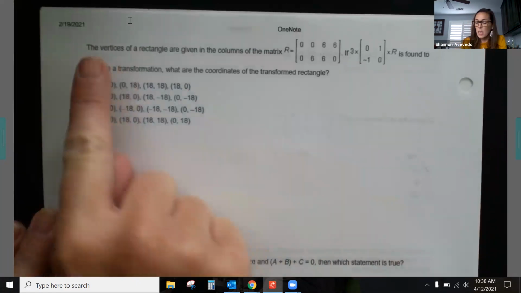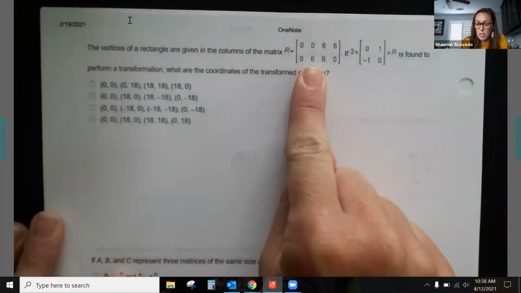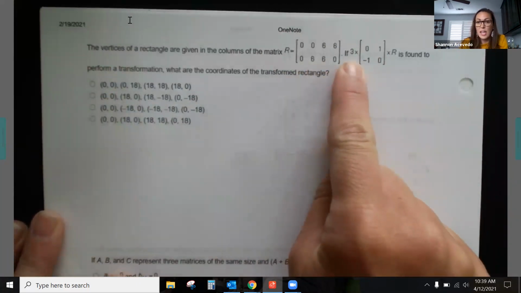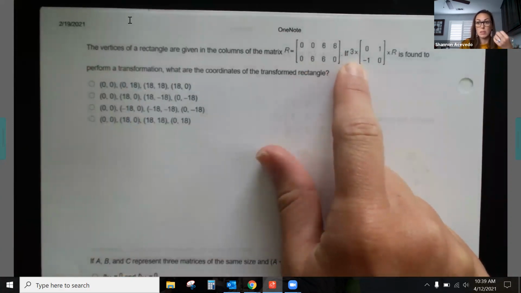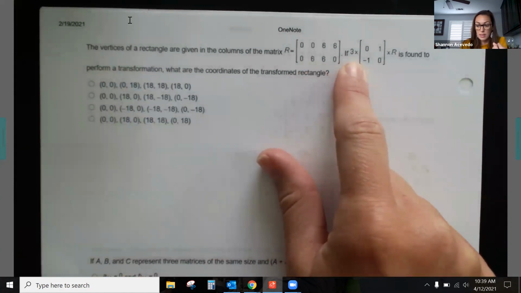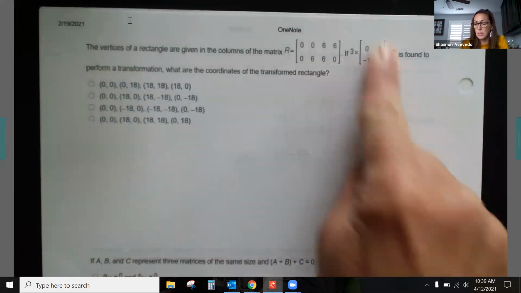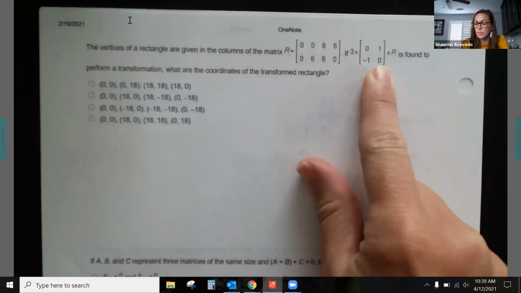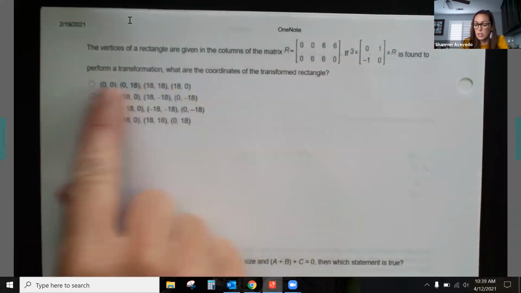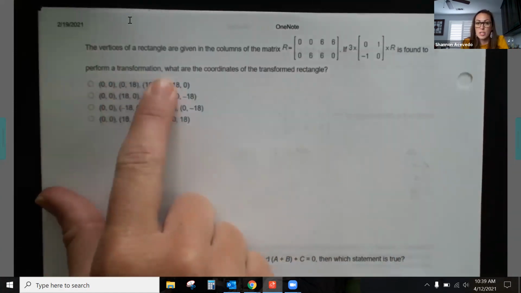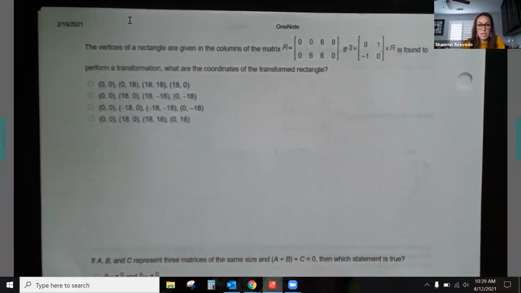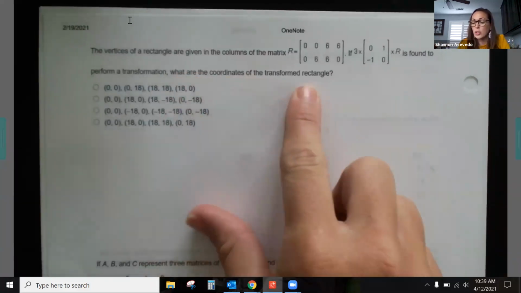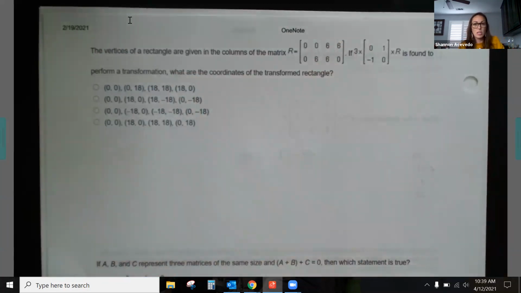They tell me that this is my matrix R, and they say if 3 times, and I wanted to make sure this isn't a variable X. So it's saying 3 times my matrix here times R is found to perform a transformation. So this is the operation to move this matrix. It says, what are the coordinates of the transformed matrix? So what are these coordinates?